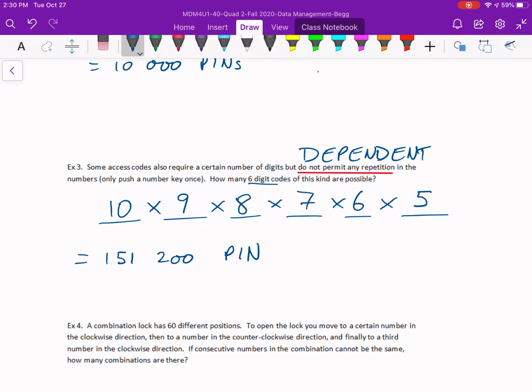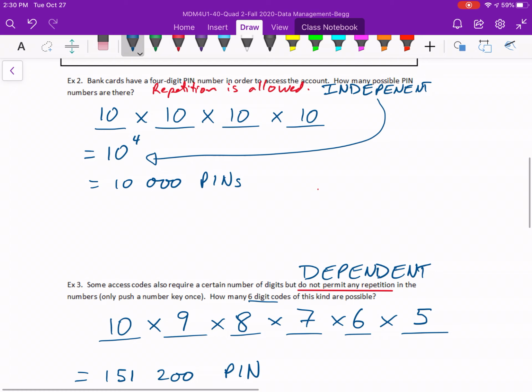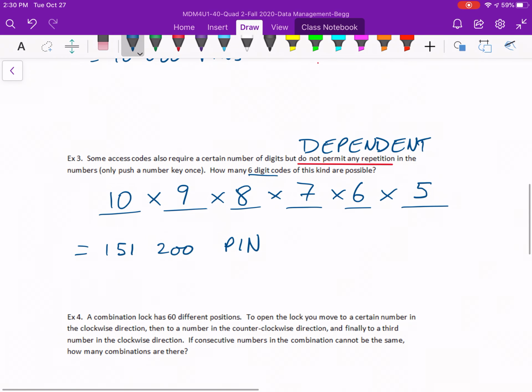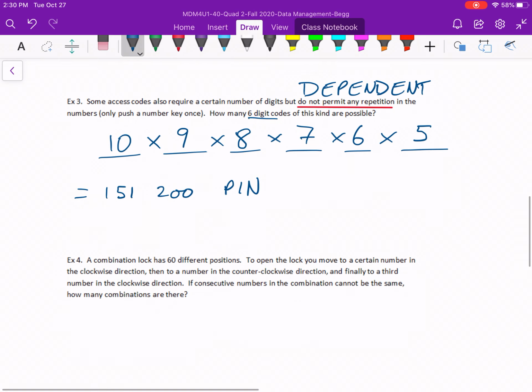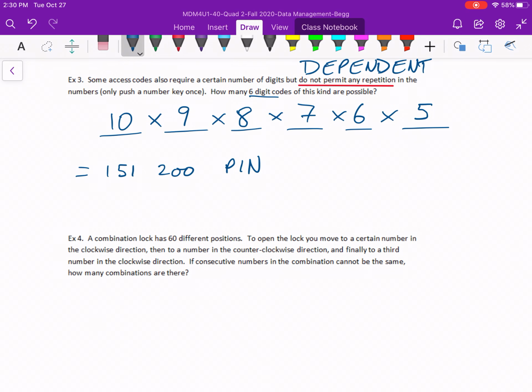And the reason why it's such a high number is because we had those 2 extra digits. Instead of being just a 4-digit like example 2, it's now a 6-digit. And so that increased it. But it would have been even more if we were allowed to repeat numbers. If we were allowed to repeat numbers, it would have been 1,000,000 pins instead of 151,000. So it definitely cuts it down a bit on us.